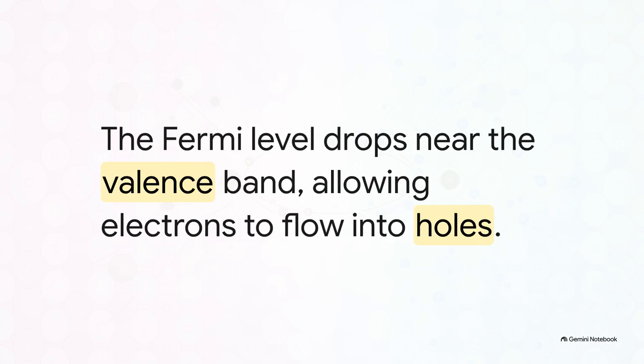Energetically speaking, all of these empty, positive holes create something amazing. The Fermi level of the material drops to sit very close to the valence band. This means electrons from the surrounding material can effortlessly drift right into this acceptor energy level. When they move to fill one hole, they leave behind a new hole, creating a cascading flow of positive charge.